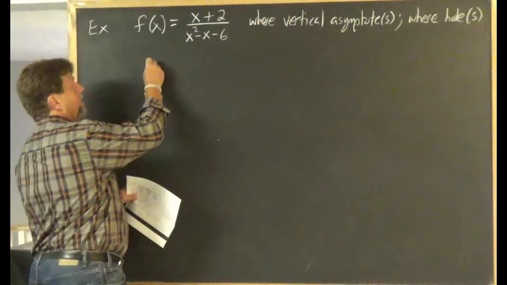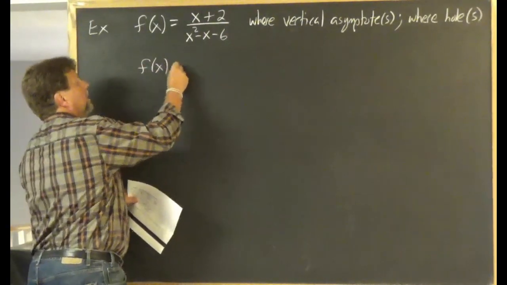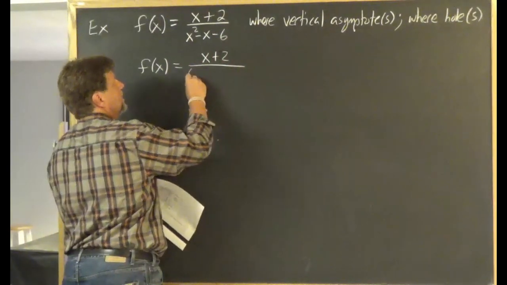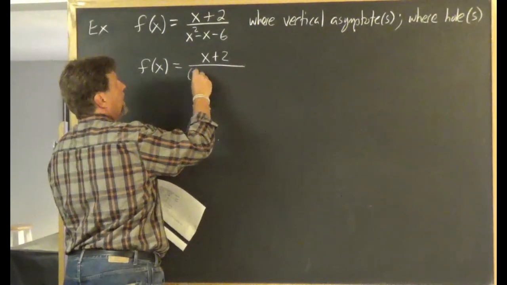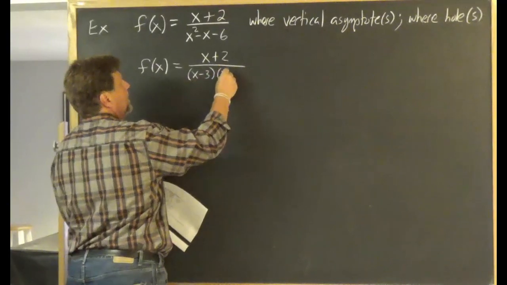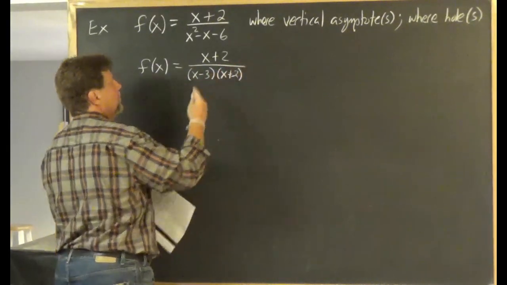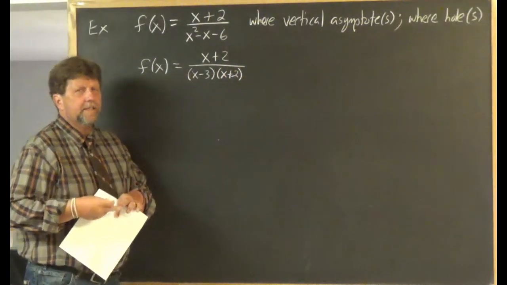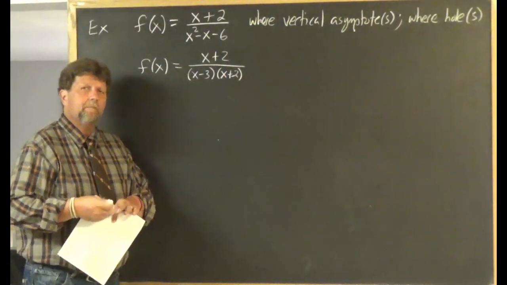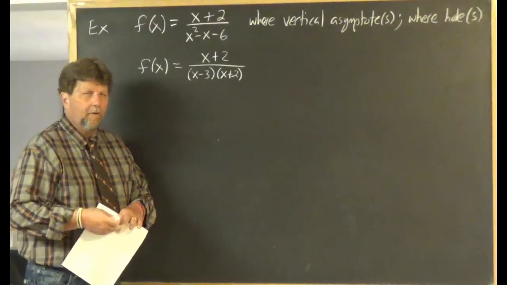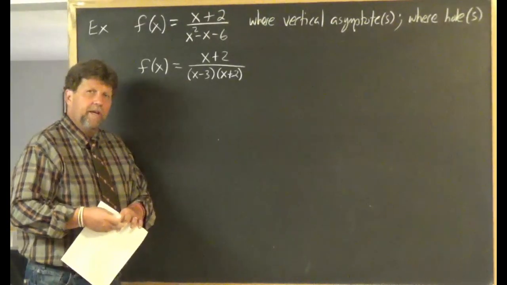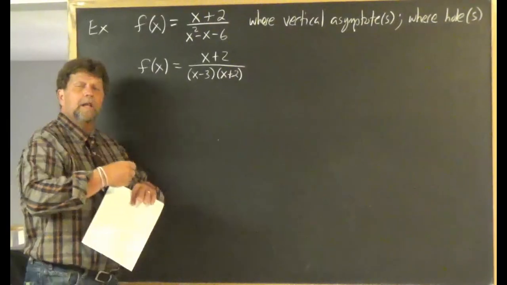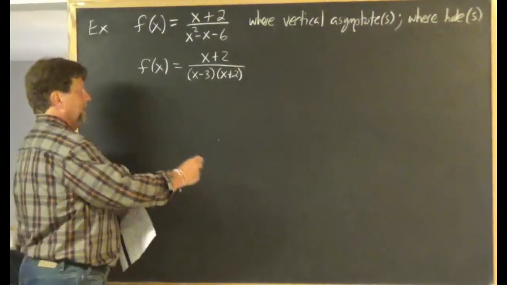So I would start off, well, I guess I'll factor the denominator. I think it factors to (x minus 3) times (x plus 2). Alright, now I can see there are two values of x that make the denominator 0: x equals 3, and x equals negative 2. So let's analyze each one of those separately.